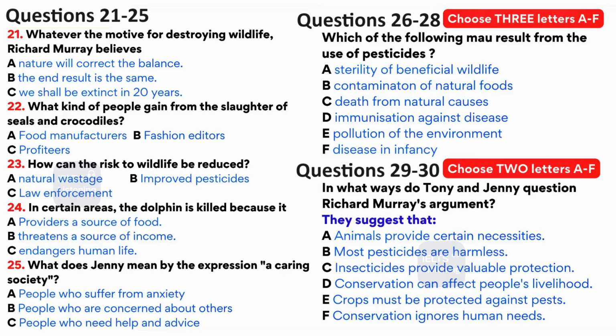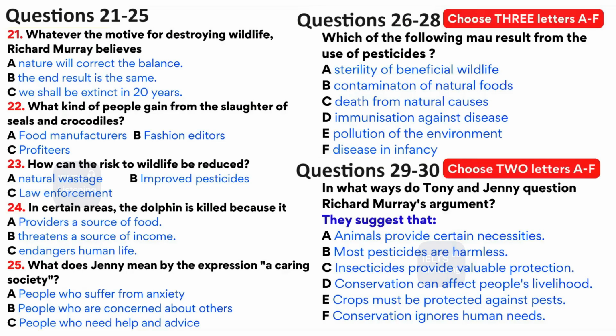Richard Murray, a zoologist and popular TV personality, has been giving a talk on endangered species of wildlife to members of the Young Conservationists Association in a small town in the south of England. Listen to the extract from the discussion he had with two of the young people after his talk. First, you have some time to look at questions 21 to 25. Now listen carefully and answer questions 21 to 25.